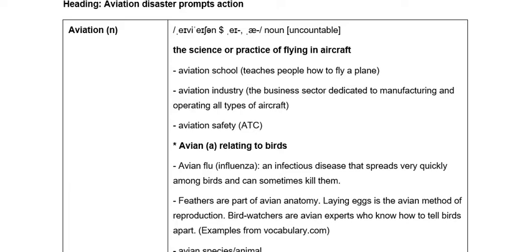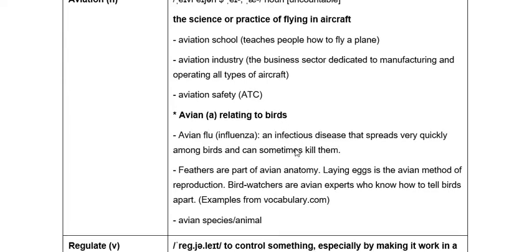And if you remember what I told you in class, aviation, the root of the word is avis. Avis in Latin is birds. Okay, so the adjective form of avis is avian, relating to birds. Some of the common collocations that you may need to know: avian flu. Flu is the short form of the word influenza. Avian flu is an infectious disease that spreads very quickly among birds and can sometimes kill them. And I think avian flu can also be transmitted to humans.